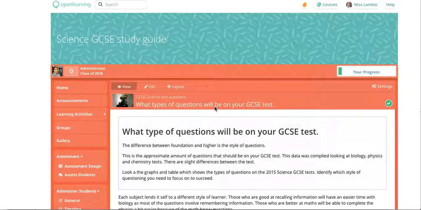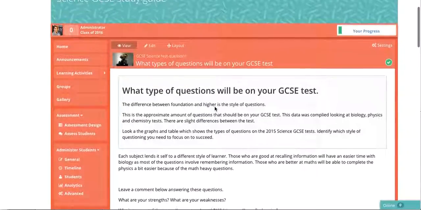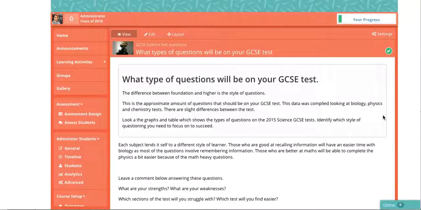Hello, my name is Miss Lambie and I'm going to be going over what types of questions will be on your GCSE test. What we're going to be looking at is the difference between the higher paper and the foundation paper in terms of the styles of questions and the amount of each style of questions.